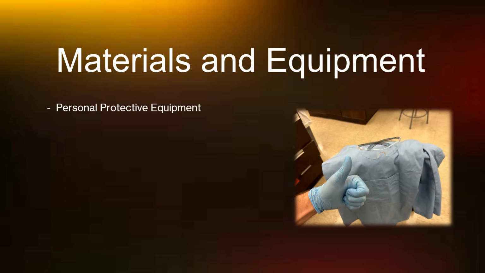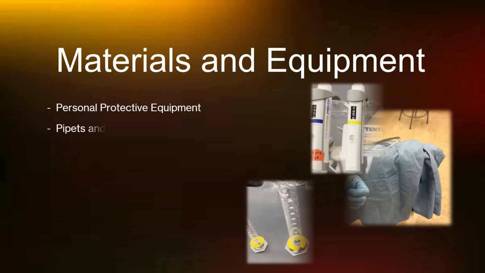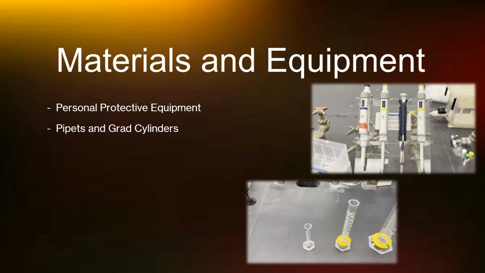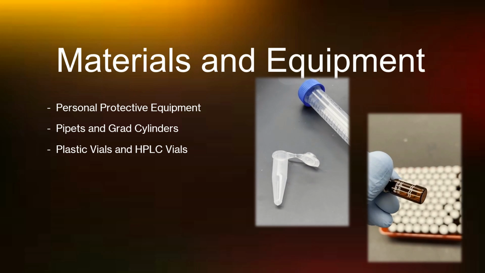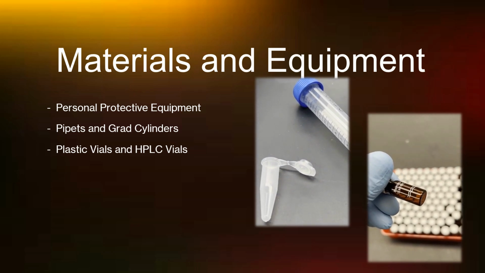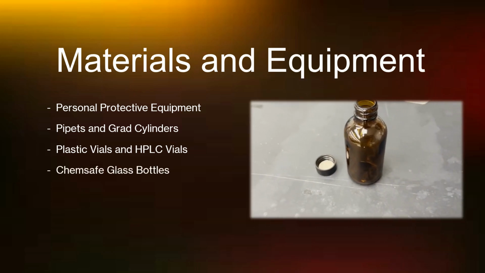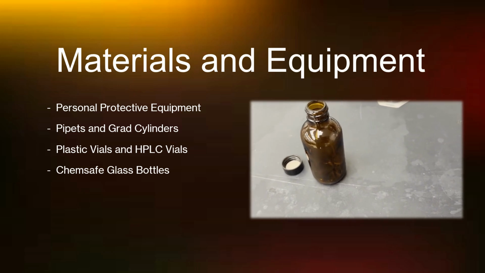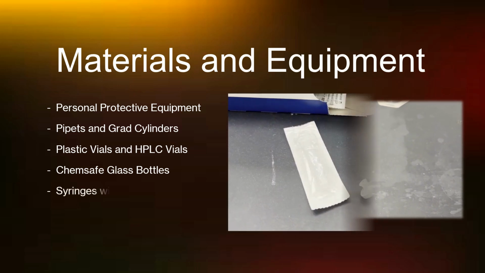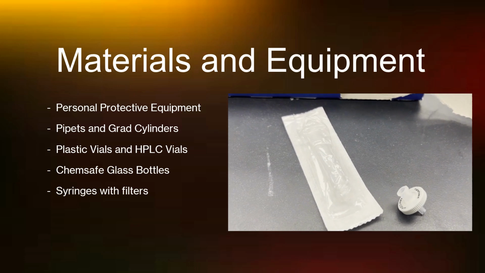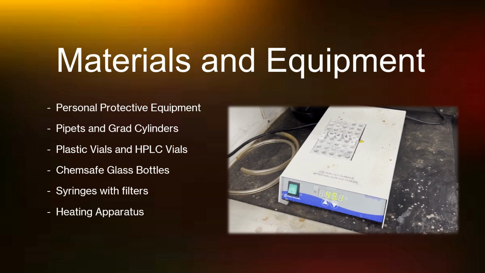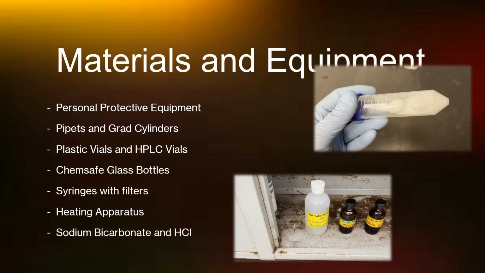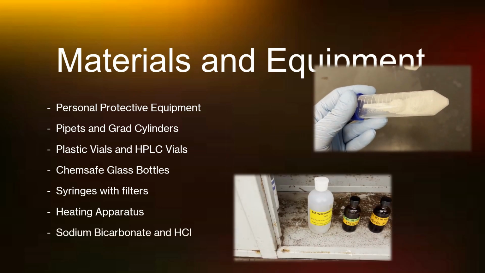PPE such as gloves, goggles, and a lab coat, Eppendorf pipettes and matching tips with graduated cylinders, plastic vials for derivatization and standard storage as well as HPLC vials and caps, chem-safe bottles and caps as we'll be working with strong acids, syringes with filters, a heating mantle which the plastic vials will fit into, sodium bicarbonate and hydrochloric acid. We will use 6 molar hydrochloric if you follow the provided measurements.